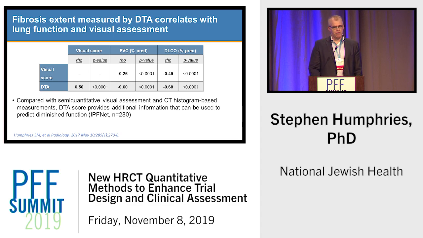In the first round of experimentation we focused on the IPF-NET cohort, which was a clinical trial from some time ago. What we found was that the extent of fibrosis, quantified in this way, was correlated with lung function as well as visual scores, so the algorithm agreed with radiologists and gave a score that was correlated with lung function. But the correlation between the computer score and lung function was statistically stronger than the correlation between the visual score produced by radiologists and lung function. That visual score was a semi-quantitative estimate of the extent of lung fibrosis, so the radiologists gave a 0 to 10 score, so deciles of lung involvement in that case.